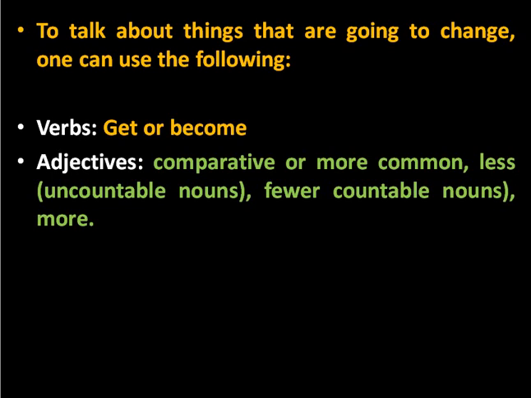Here I want to tell you something. If you want to talk about the changes that happen in weather, you might use these verbs: it is getting, or it's becoming. It's getting hot. It's becoming cold. Or you can use comparative or superlative adjectives.